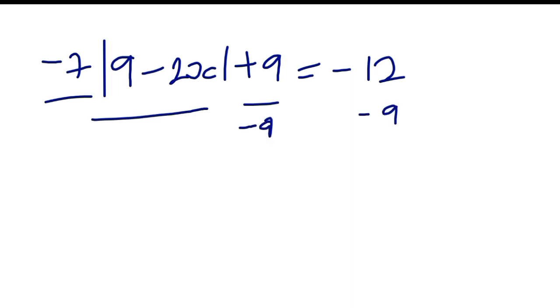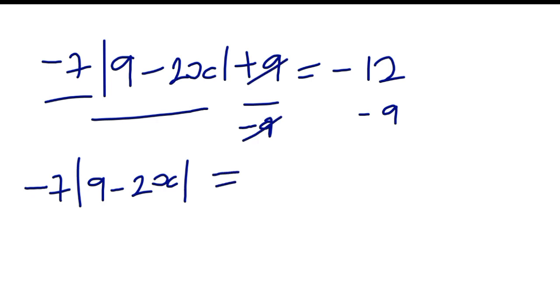So then that's going to give us 7 multiplied by the absolute value of minus 2x is equal to, so this 9 is going to cancel this 9. Then we have minus 12 plus minus 9, which is going to give us minus 21.